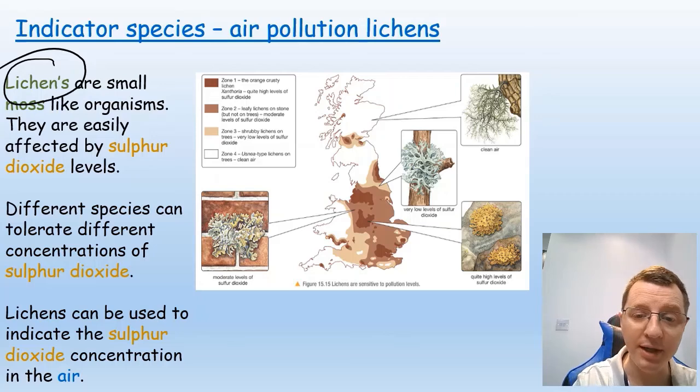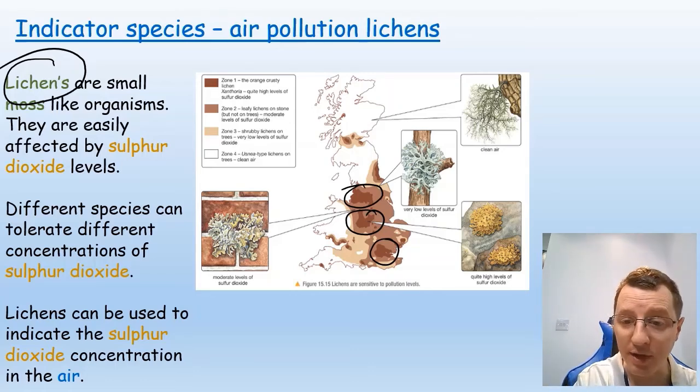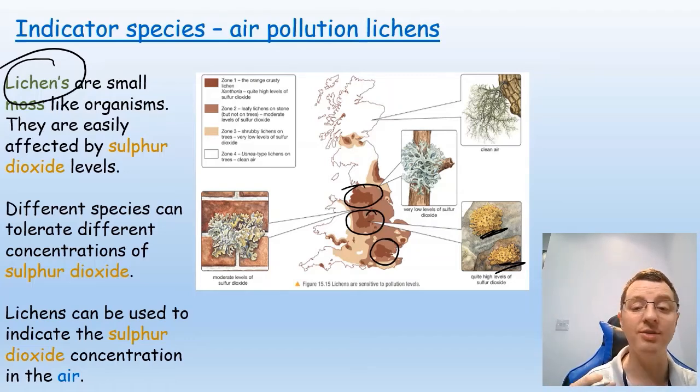For example, here, as you can see around these three areas, the heavily industrialised areas of Great Britain, we have this particular species of lichen present, and this species is highly tolerant of sulfur dioxide levels. So if you find this species in abundance, it suggests that the air quality is very low and that there are high levels of sulfur dioxide in the atmosphere.